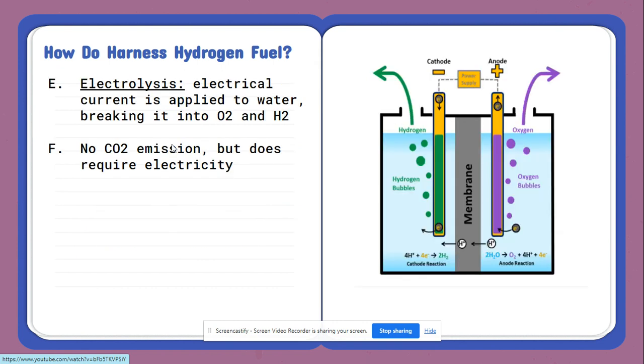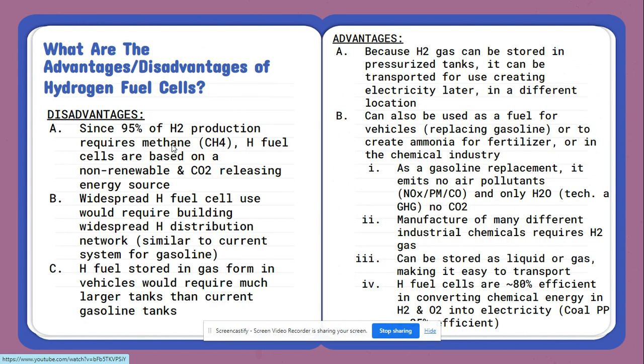The alternative to this would be using what's known as electrolysis. So here we can use an electrical current that could be applied to water as our source, breaking it into O2 and H2. Good thing with this is it's not going to produce any CO2 emissions. However, it is going to require an electricity source. And so the key challenge to hydrogen fuel cells is that it can be quite expensive in order to actually harness the fuel itself. So then that brings me to some of their advantages and some of their disadvantages.